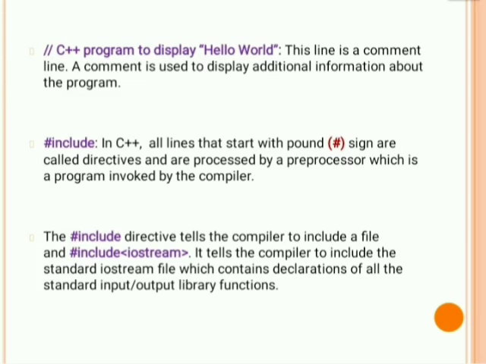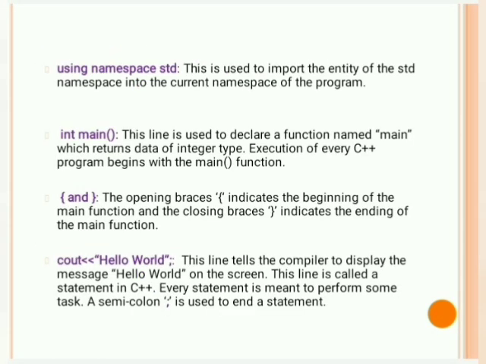Here is the basic structure while writing a C++ program. The first line is a comment, mainly used to display additional information. Include iostream tells the compiler to include the standard input-output file. It contains declarations of all standard input-output library functions. Using namespace std is used to import the entities of the standard namespace. The main function tells the program where it begins, right?